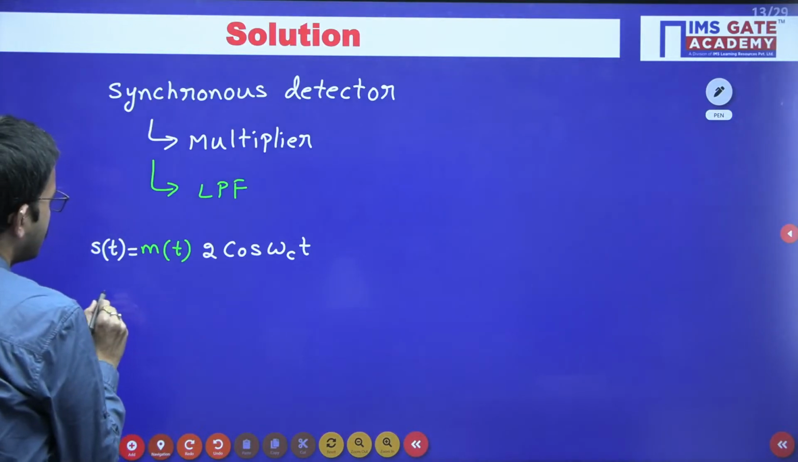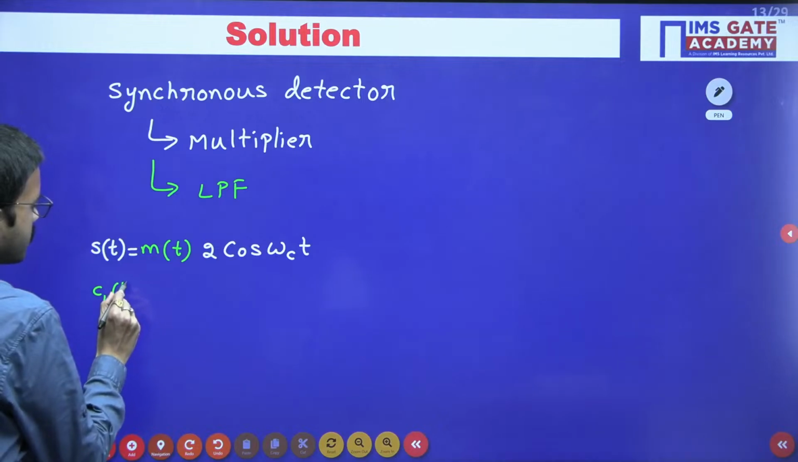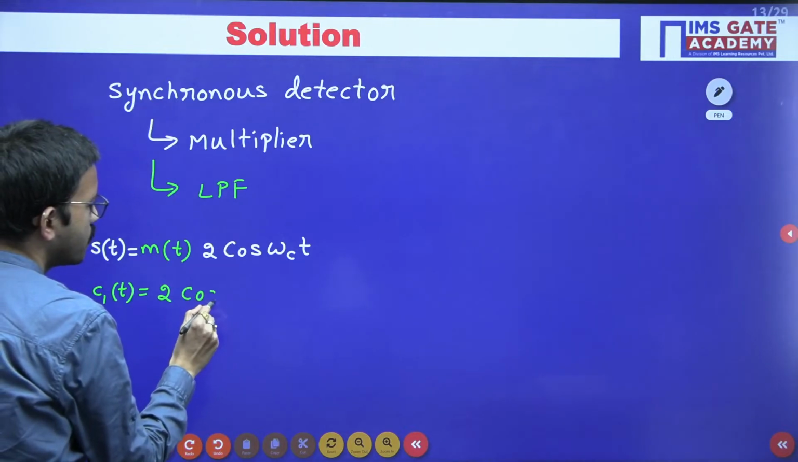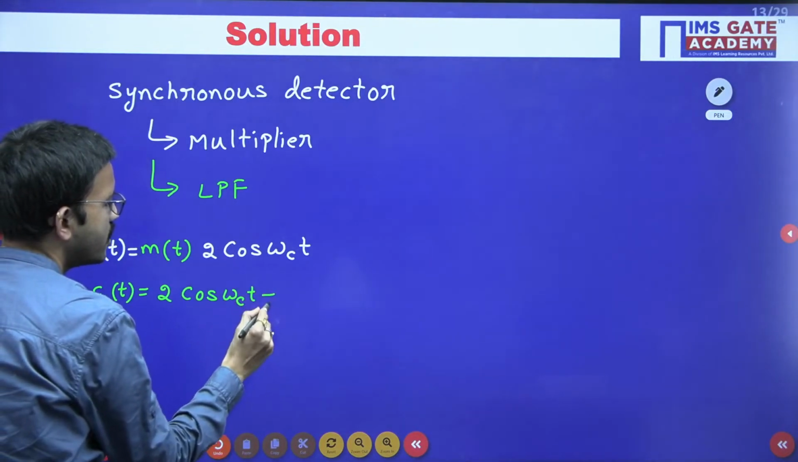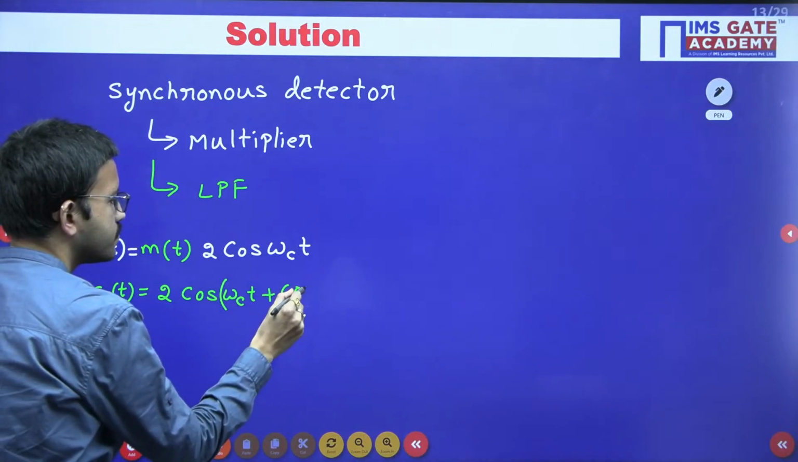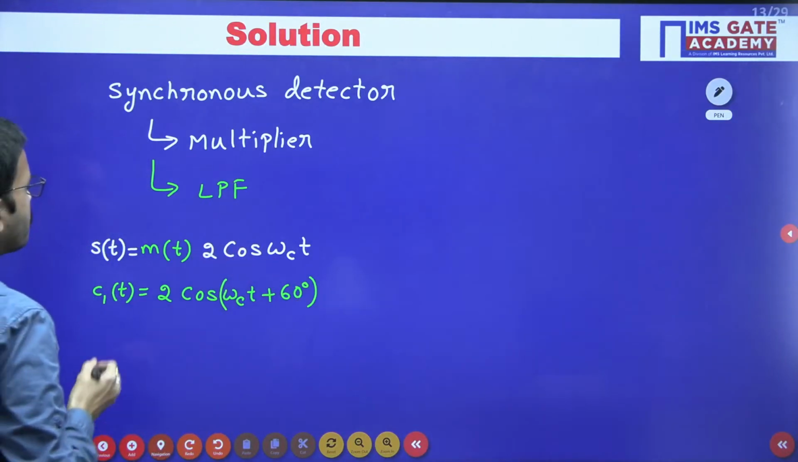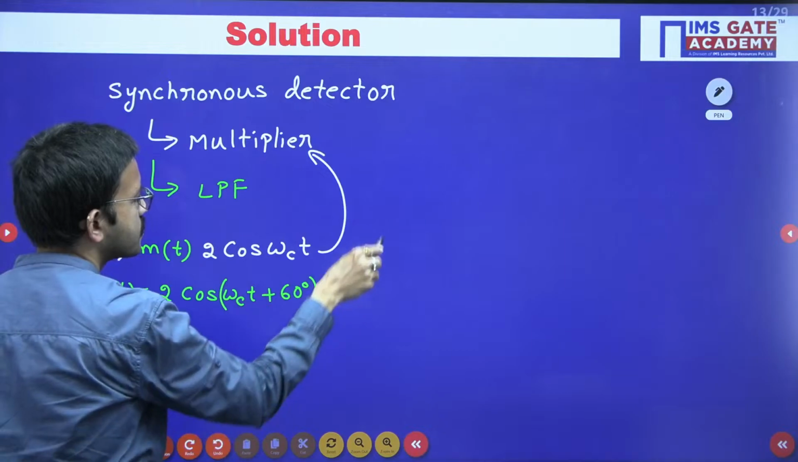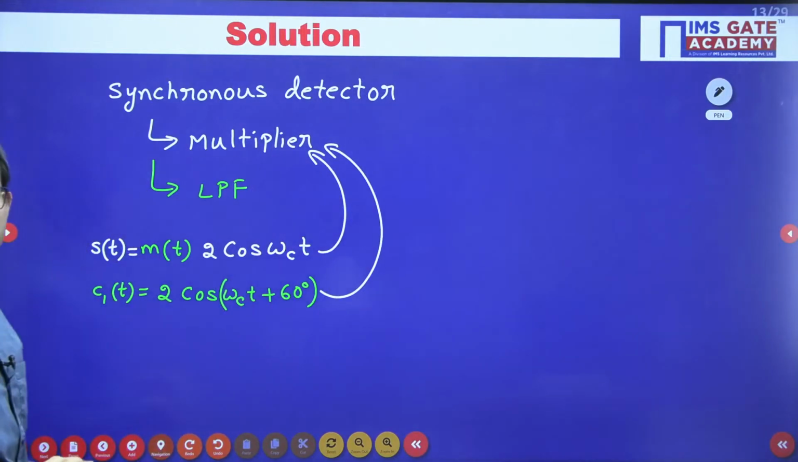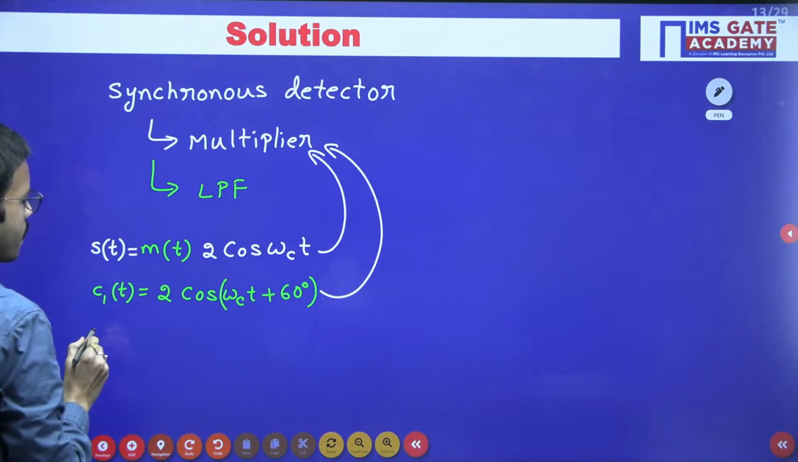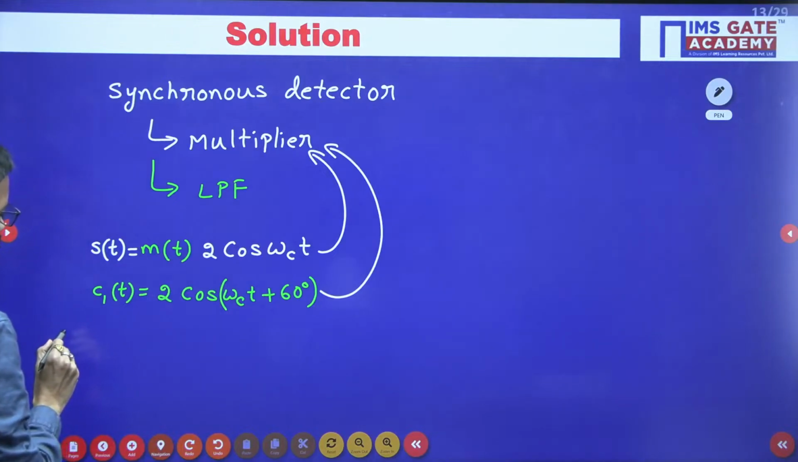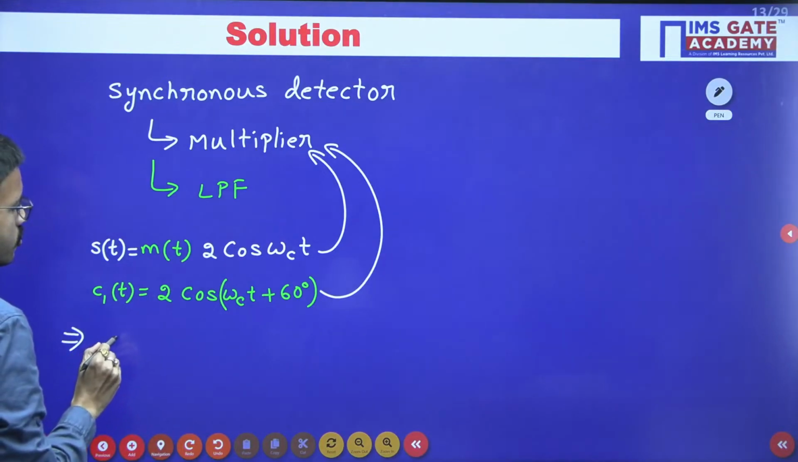For the timing I am considering it as C1 of t. It is the same carrier, 2 cos omega ct, but with a phase shift of 60 degrees. These two signals are given as the input for the multiplier. When you multiply both, what do you get? You will get the output of the multiplier.